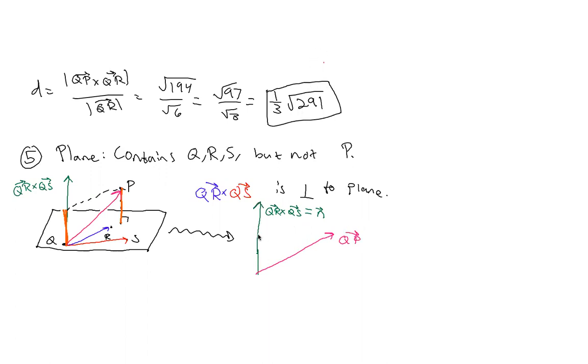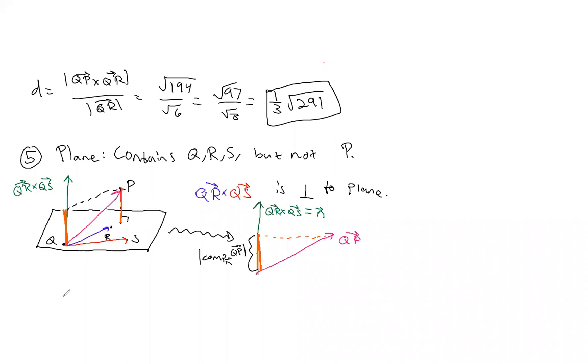But what do we want? We want to know about this distance down QR cross QS. That's, again, a scalar component, the exact same kind of scalar component that we had before. So, in other words, what is that? That, once again, is just the scalar component of QP onto N. That's all it is.